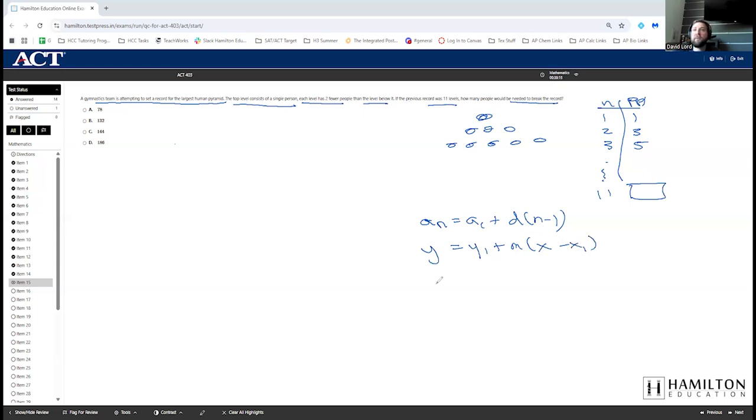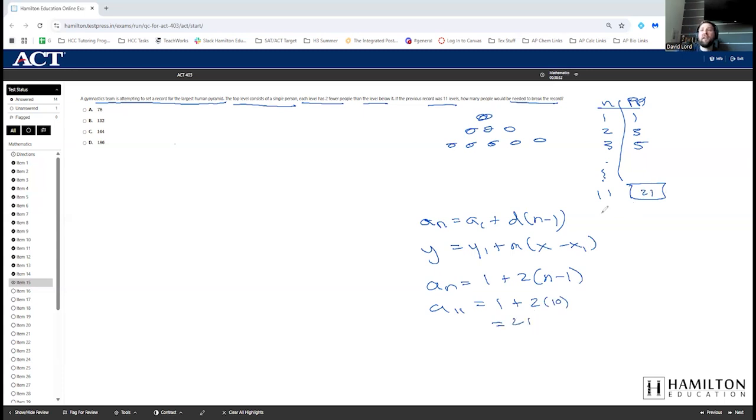So for this formula, I'm going to use the top equation. When n is 1, the value is 1, and the difference is going up by 2 each time. And we're going to do n minus 1 to set up the equation. Well, we know when a was 11, it'd be 1 plus 2 times 10, so that's 21.